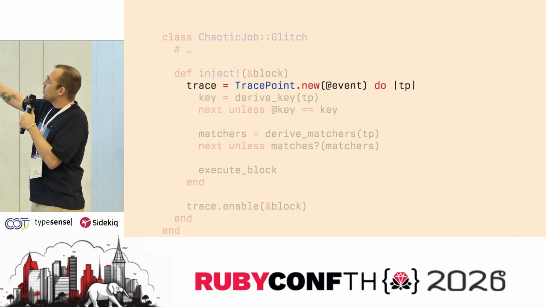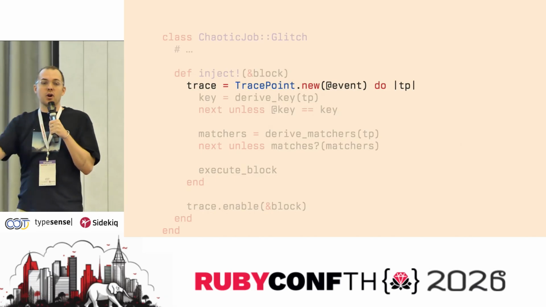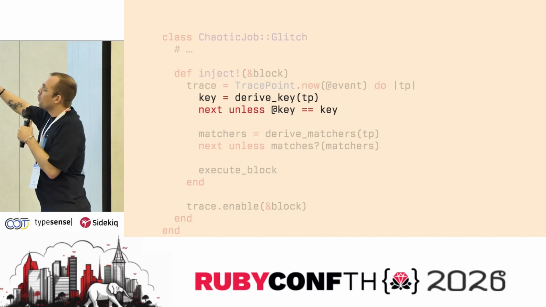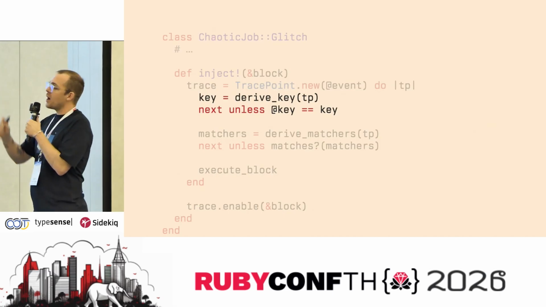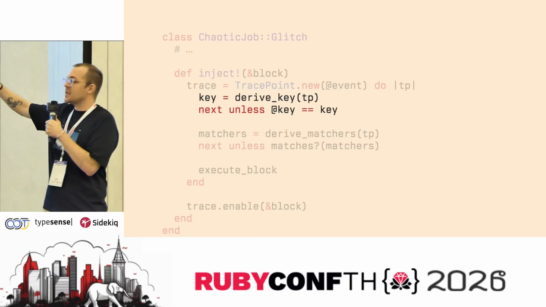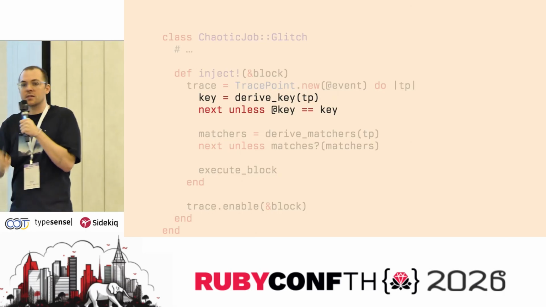So we're going to create a trace point here for the event that we're interested in. In this case, we said before call, so we're interested in call events. What we do inside of here is we derive a key for this particular execution event. And we check, does this key match the key that we were initially provided? These keys are those strings.